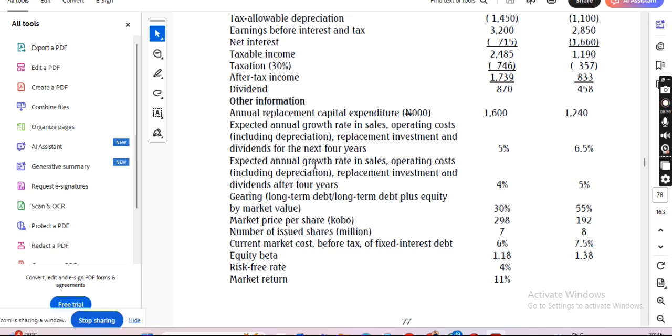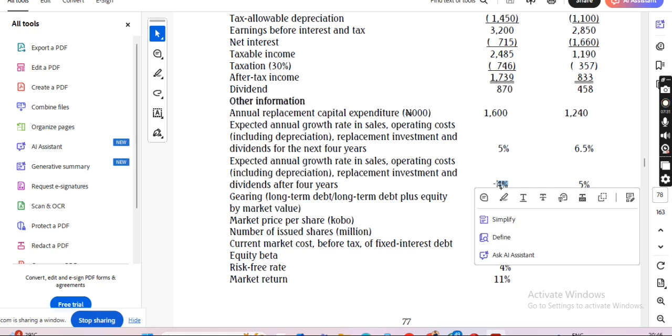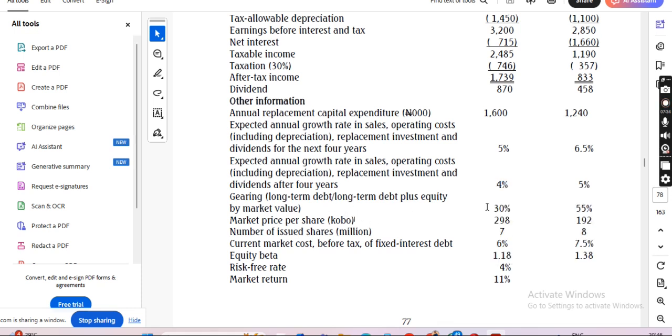Now, another one: expected annual growth rate in sales, operating costs, including depreciation, replacement investment, and dividend after 4 years. Class, this is infinity. 4 years after. You can see the first one is the next 4 years, right? Year one, year two. The second one is after 4 years. That is beyond, class, beyond 4 years, right? Which means we have to do the usual infinity.